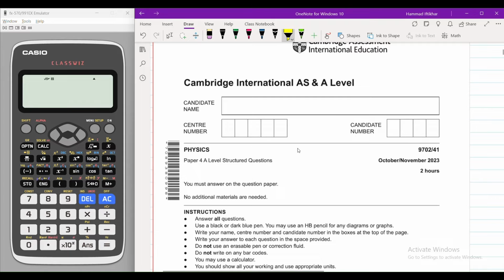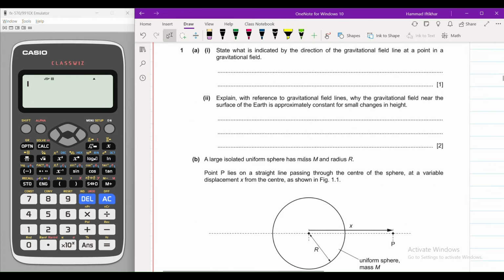Hello, so let's try Physics Paper 4 of the 4-1 variant, October-November 2023, code 97002. So let's start with question number 1.